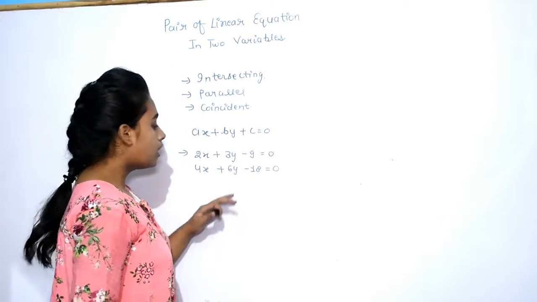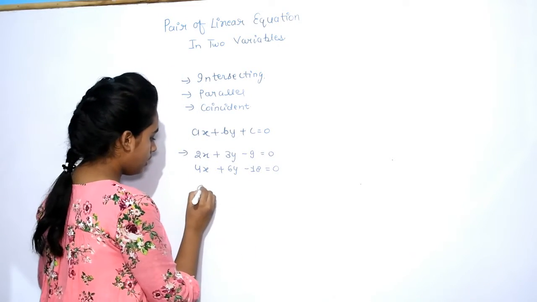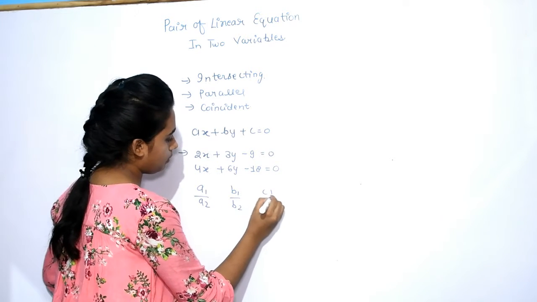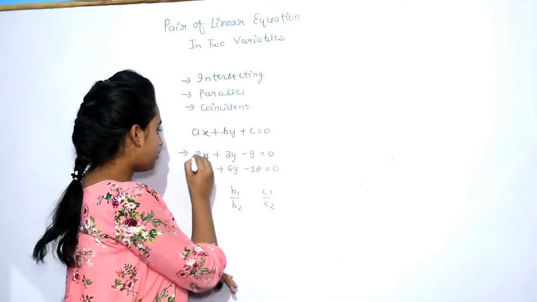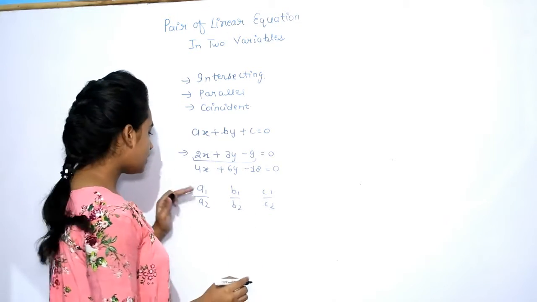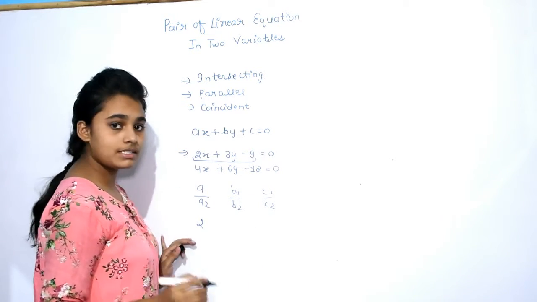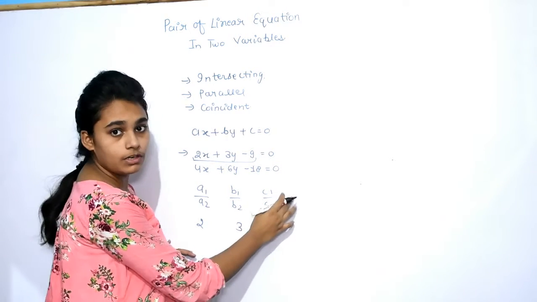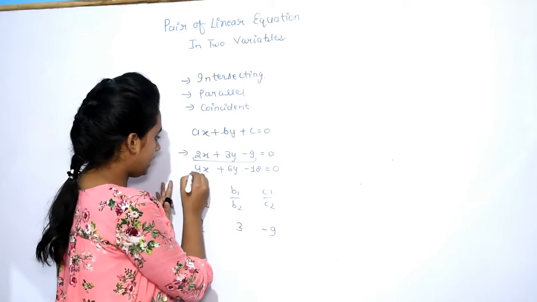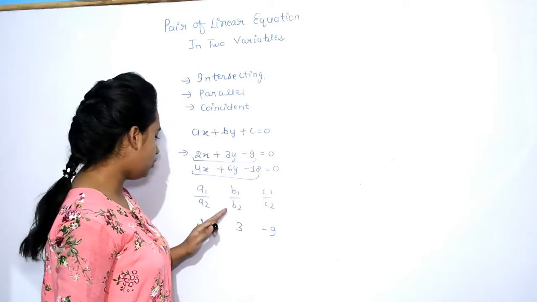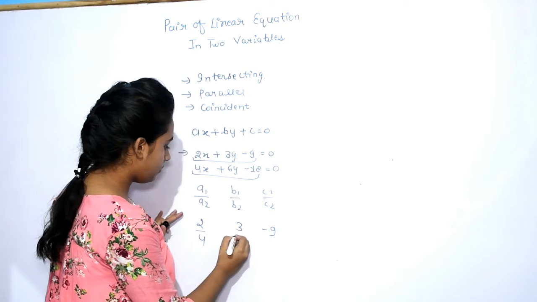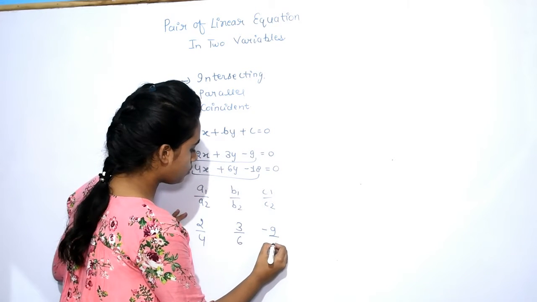So let us see. For identifying, we have a1 upon a2, b1 upon b2 and c1 upon c2. If we look at our first equation, we will write here a1, b1 and c1. So what is the value of a1? Here it is 2. And what is the value of b1? b1 is 3. And what is the value of c1? c1 is minus 9. Now if we look at our second equation, then we will find the values of a2, b2 and c2. a2 equals 4, b2 equals 6 and c2 equals minus 18.